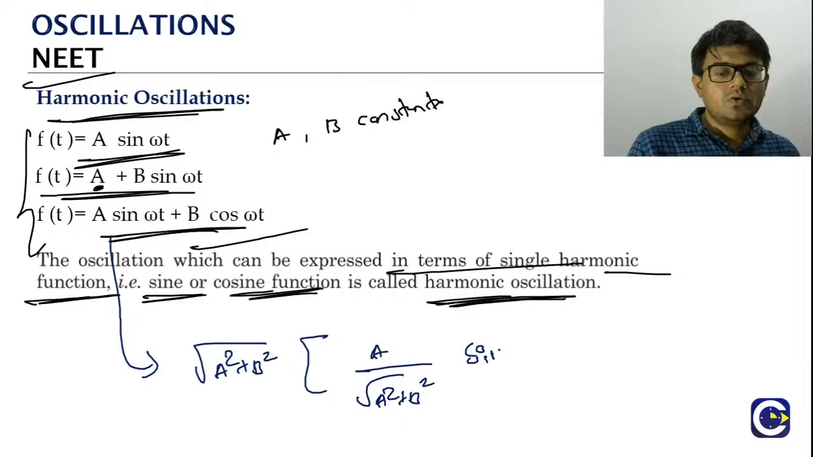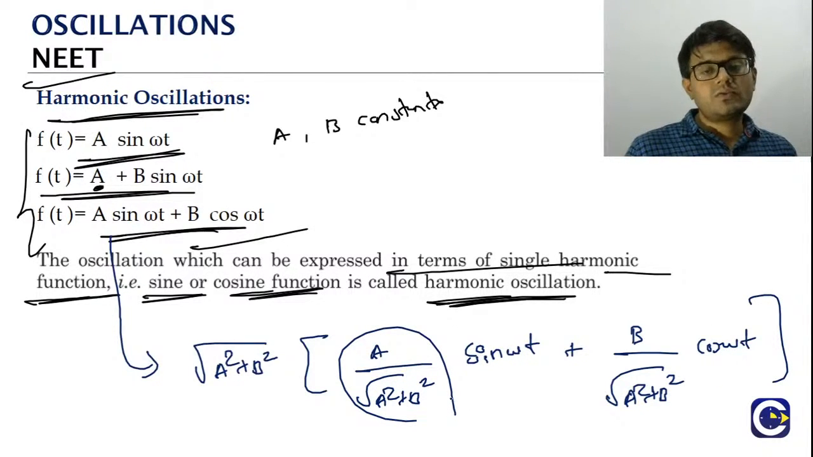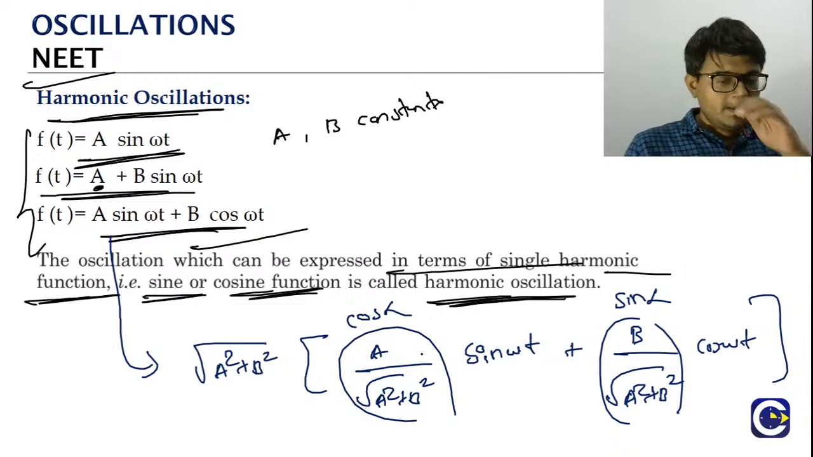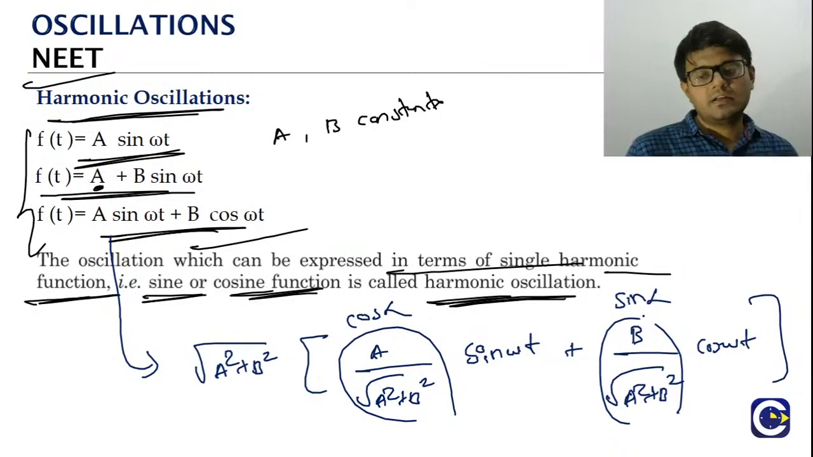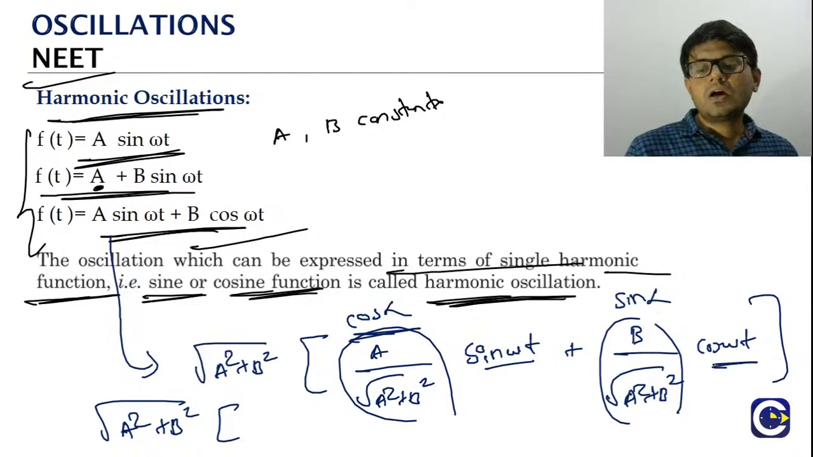So root of a square plus b square வச்சு நம்ம numerator and denominator multiply பண்ணலாம். மல்டிப்ளை பண்ண என்ன வரும், ஓகே, so இங்க என்னன்னா a by root a square plus b square we can say some cos alpha ன்னு சொல்லலாம். correspondingly b by root a square plus b square will be sin alpha ஆயிடும். sin square alpha plus cos square alpha எவ்வளவு, 1. so இப்போ root of a square plus b square அப்படியே இருக்கும் into sin omega t cos alpha plus cos omega t sin alpha.